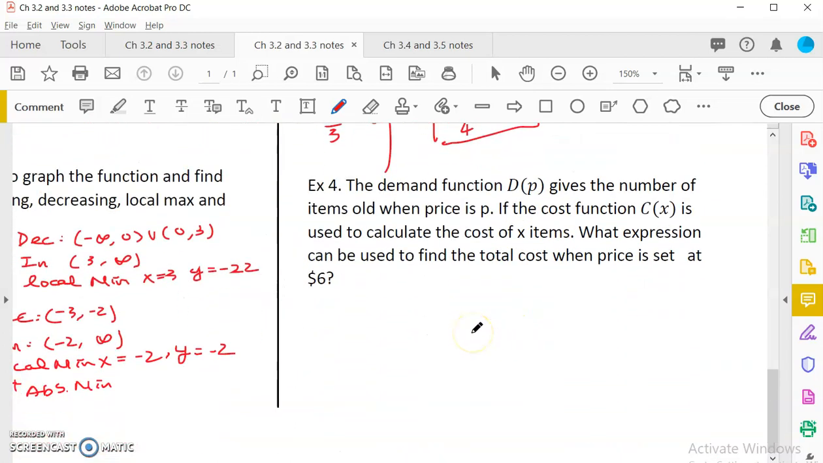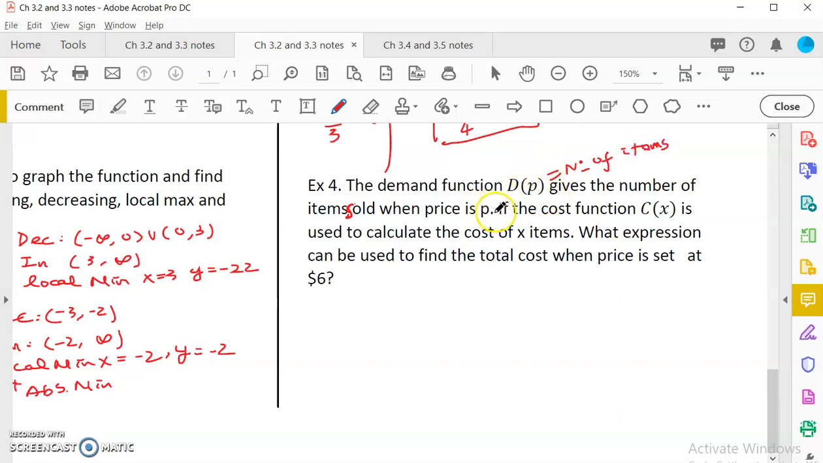And then we have a word problem. So let's look at this. How can I use function composition? That means I put an input into something and then I put it into another function. For example, I have a demand function. The input is price. If you put price in, it would tell you the number of items that you can sell. So this would give you the number of items.